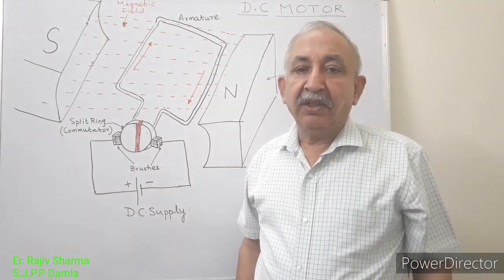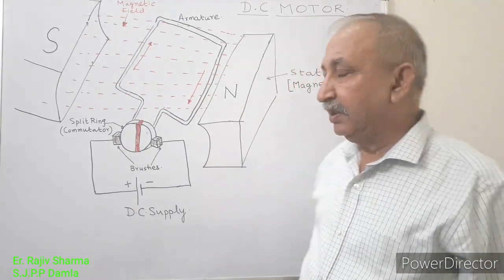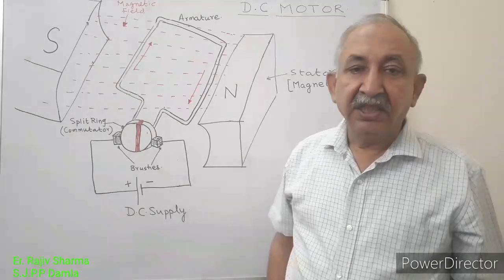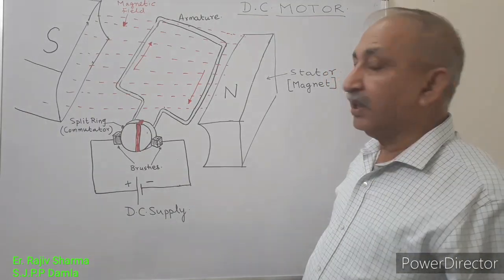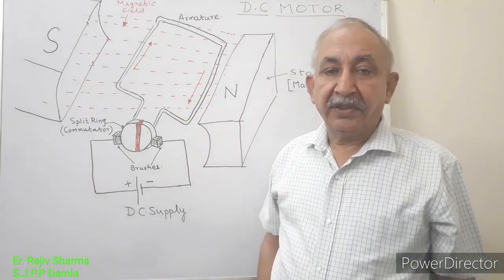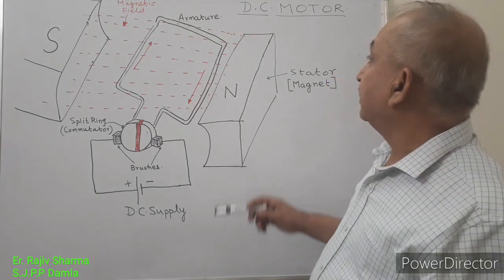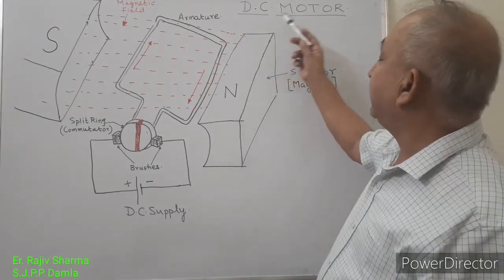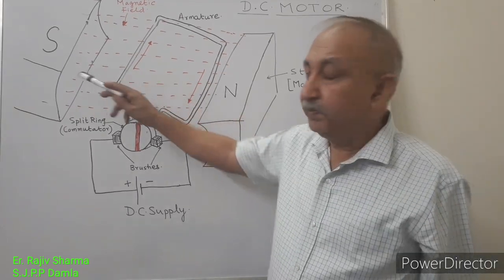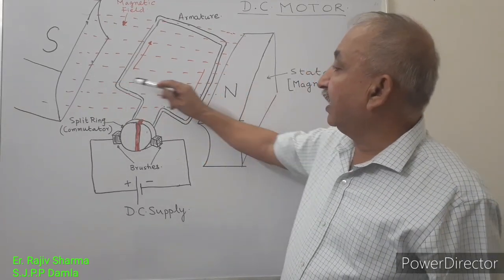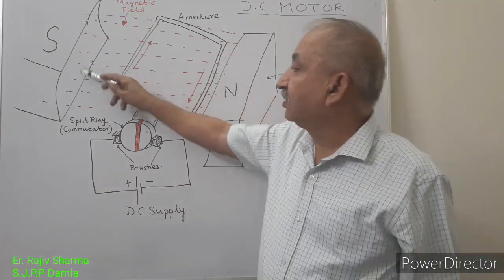The basic principle of a motor is that whenever a current carrying conductor is placed in a magnetic field, it experiences a force. So to make the conductor rotate, first of all we have to create a magnetic field. Here in an elementary DC motor we have a permanent magnet having north pole and south pole, and this dotted line indicates the magnetic field coming out from the north pole to the south pole.